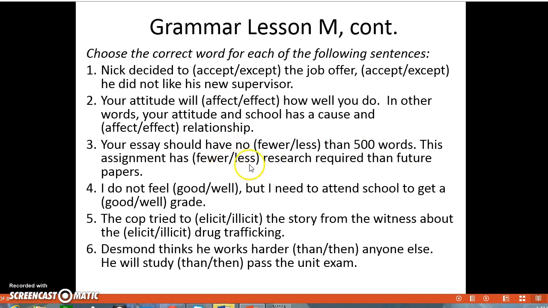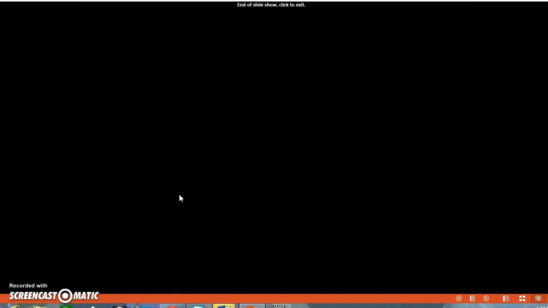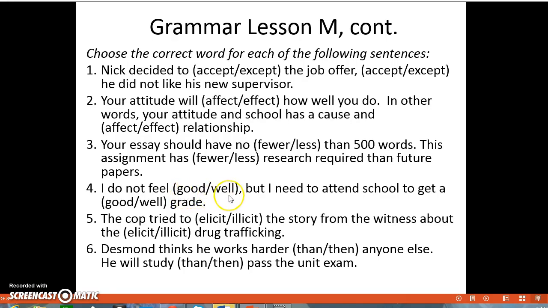This assignment has less research required in future papers. We can't count that, so we would use less. I do not feel, we're talking about how we feel. So we're using this as an adverb, so we're going to use well. I do not feel well. That I need to attend school to get, we're describing a grade, it's an adjective, to feel good, or to get a good grade.